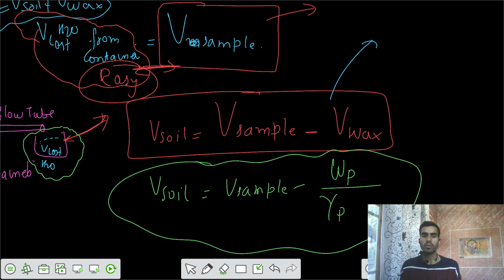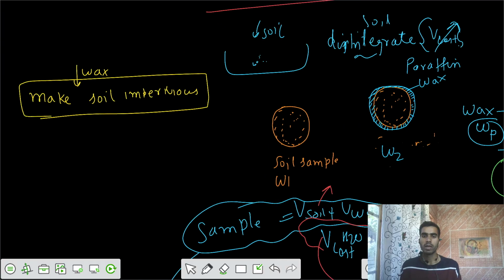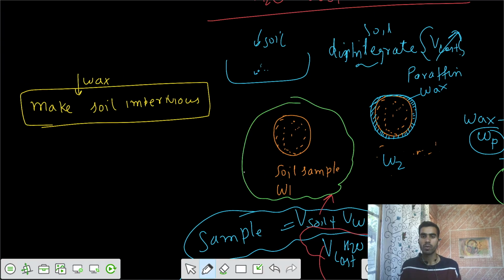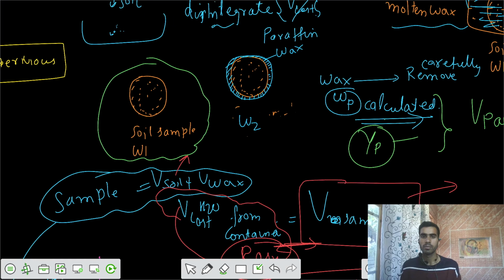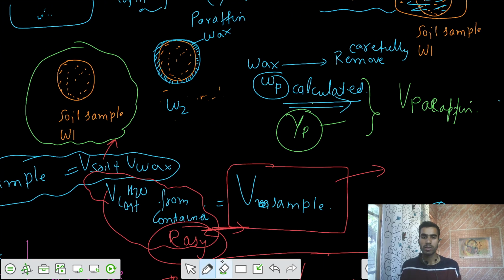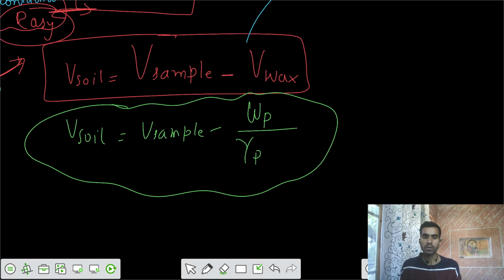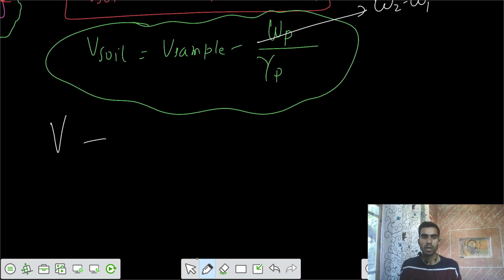Once we get the volume of soil, we already know the weight of soil initially, W1. So finally we can write. One more thing: can you tell me the weight of paraffin from the two readings we have? The weight of paraffin is W2 minus W1. Can you see that? So the final equation is that the volume of soil is the volume of sample minus (W2 minus W1) divided by gamma of paraffin.